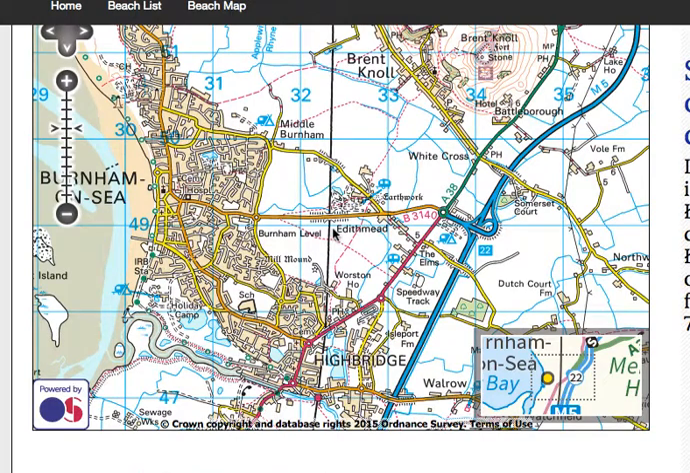Okay guys, so just to make sure that you understand the difference between a nucleated, linear and dispersed settlement, we'll have a look at our example here of Burnham on the Sea. You can see here, Burnham on the Sea. That's really an example of a nucleated settlement. You've also got Highbridge there as nucleated settlements, and you'll see that both of those have the crossroads coming in. We have roads joining together. That would explain why we have these nucleated settlements here.